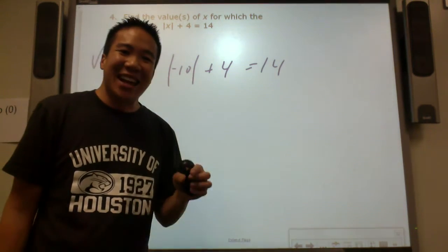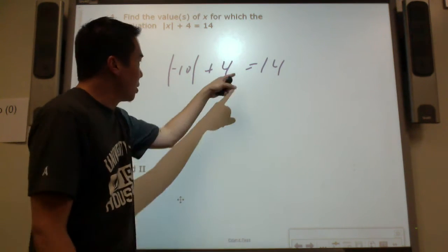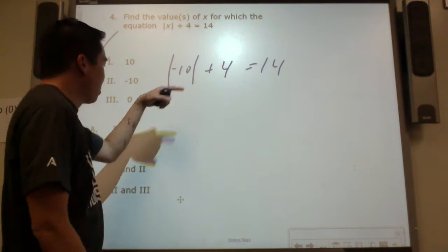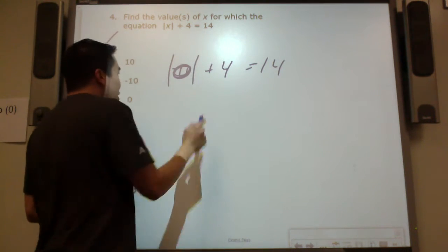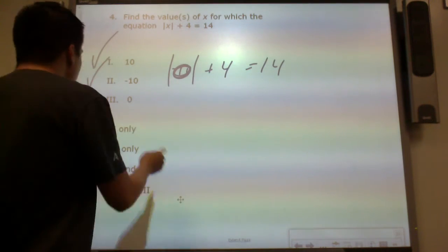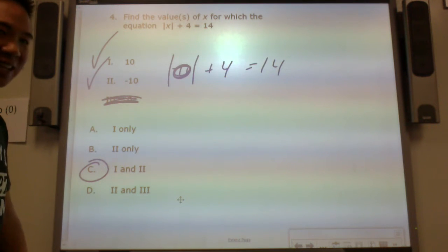Let's do negative. How far is -10 from 0 on a number line? 10 units plus 4 is 14. Check. If I put a 0 here, how far is 0 from 0? 0 plus 4 is 4. No check. So 1 and 2 are correct, so C is the answer.